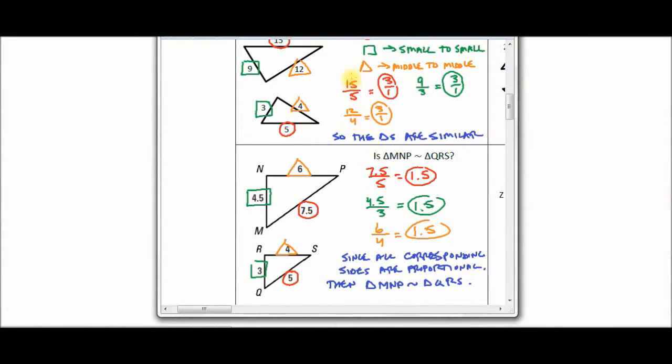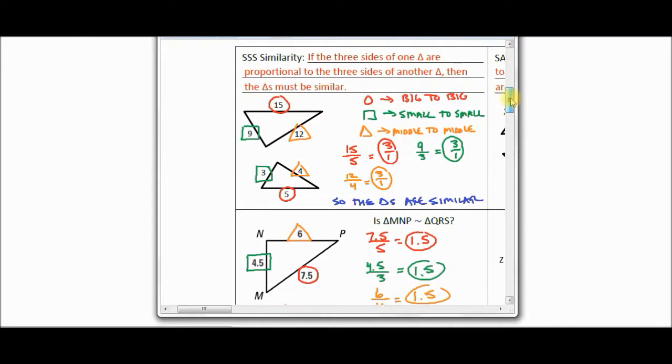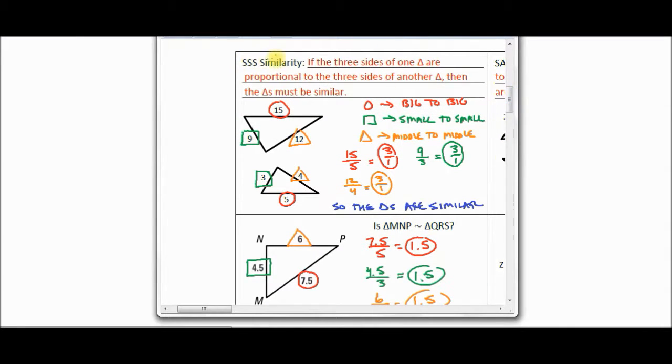Alright, this video will continue on with the bottom flap of section number 4. We have found two shortcuts for proving that two triangles are similar. We learned AA, or two angles being congruent, proves two triangles are similar. We just learned on this flap that if the three sides of one triangle are proportional to the three sides of another, then the triangles must be similar.